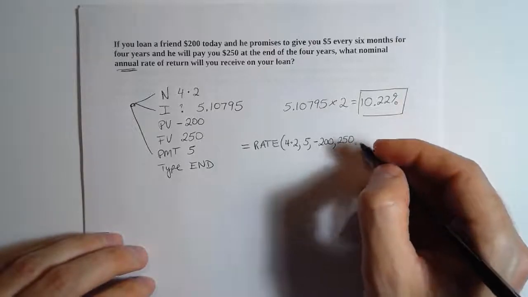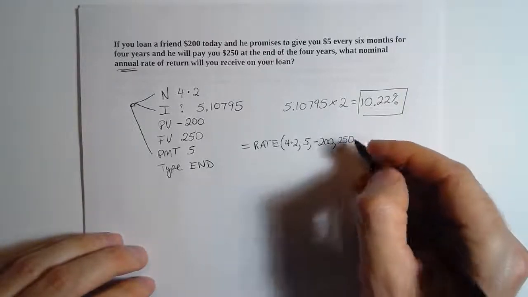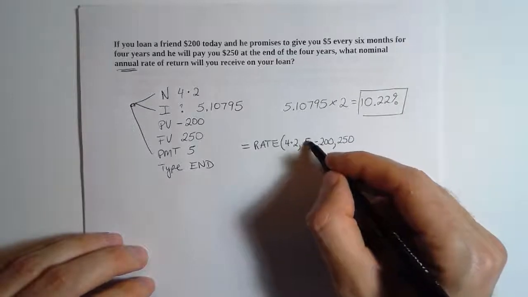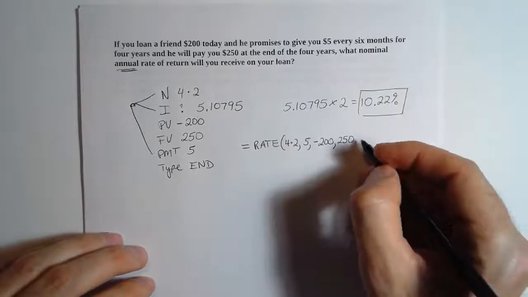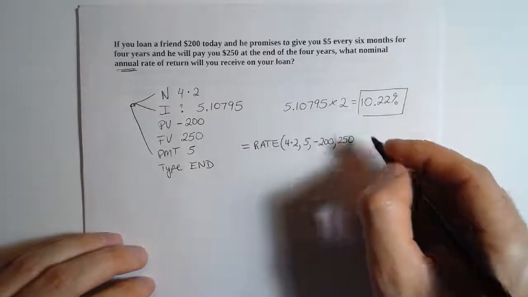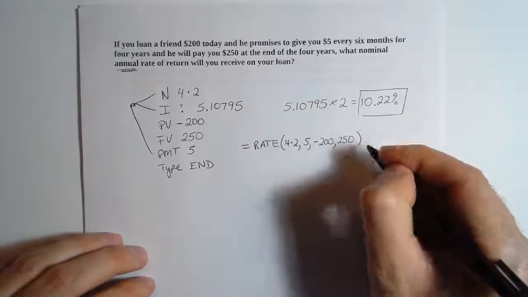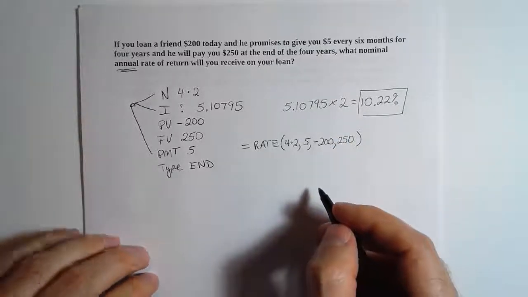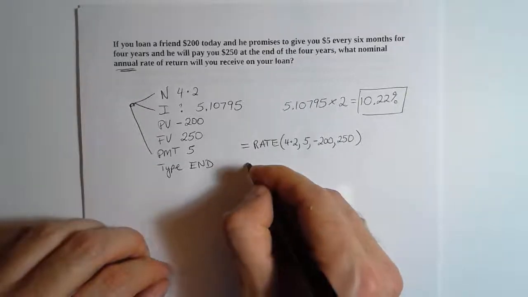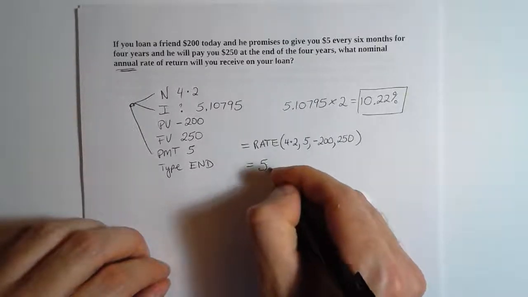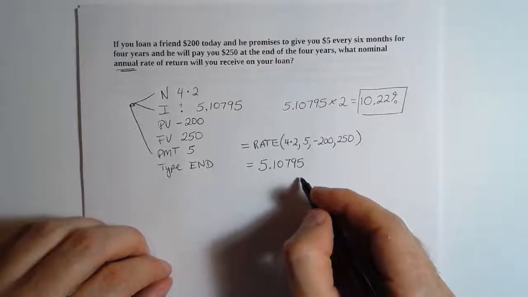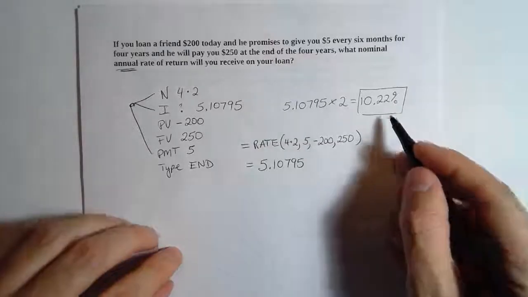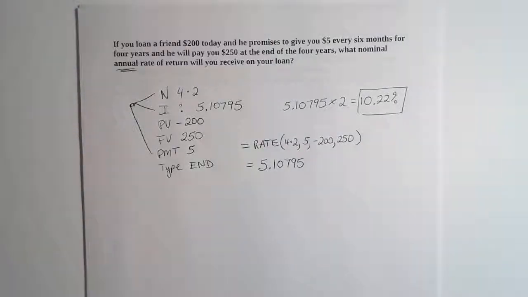And then there are optional arguments for the type of payment, whether it's beginning or end, in other words, for the annuity aspect of these interest payments. And you can also add in a guess for the interest rate if you want to help Excel out. But we don't need to do either of those two optional numbers. And so if you try that out, what you'll get is, lo and behold, 5.10795, which of course then we would need to double in order to get the annual rate of 10.22%, which is the answer. I recommend you consider trying some similar problems and see how you do.